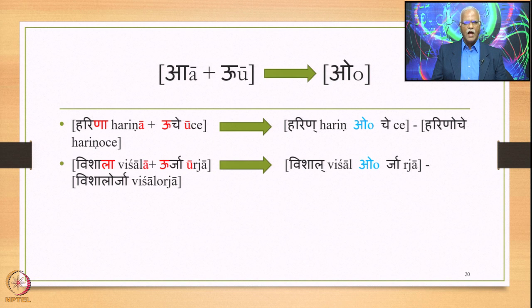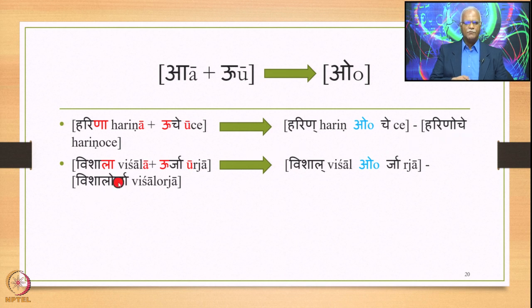Then we have a plus u as input and o as the output. So we have harina plus uche, and in place of a and u, a coming at the end of the first pada and u coming at the beginning of the second pada, we have harin o che, that is harino che.